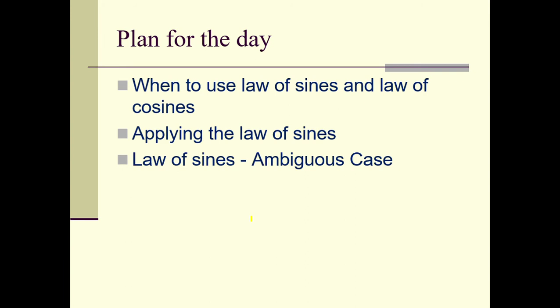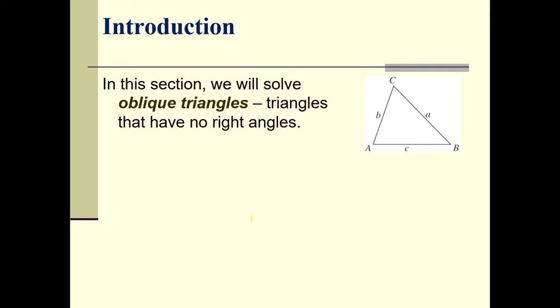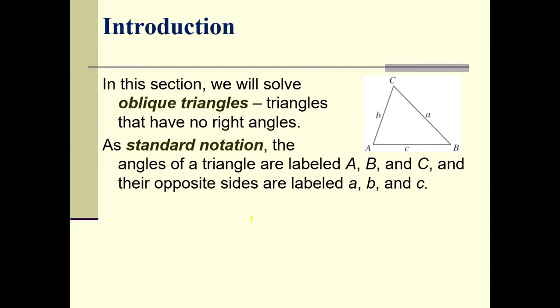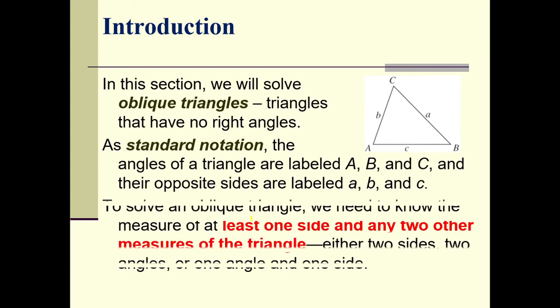Okay, so when to use the law of sines and law of cosines. Applying the law of sines using the ambiguous case. In this section, we will solve oblique triangles, or triangles that have no right angles. As standard notation, the angles of a triangle are labeled A, B, C. Sometimes ginagamit nila yung alpha, beta, and gamma. And their opposite sides are labeled small a, b, c. To solve an oblique triangle, we need to know the measure of at least one side and any two other measures of the triangle. So either two sides, two angles, or one angle and one side.